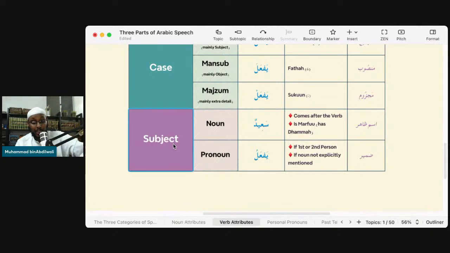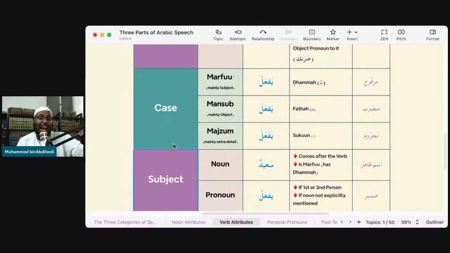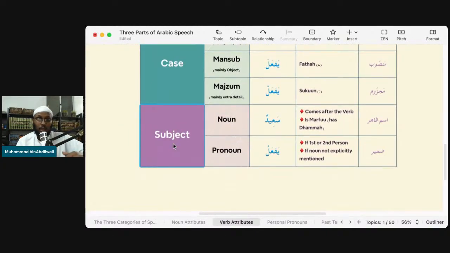The point I'm trying to make is this: every verb has a doer, it has a subject. In English, they call it subject. In Arabic, they call it fa'il. Fa'il, a doer, someone who did it. Okay? Every verb. You cannot have a verb in the Arabic language as part of a sentence except that it has a fa'il.